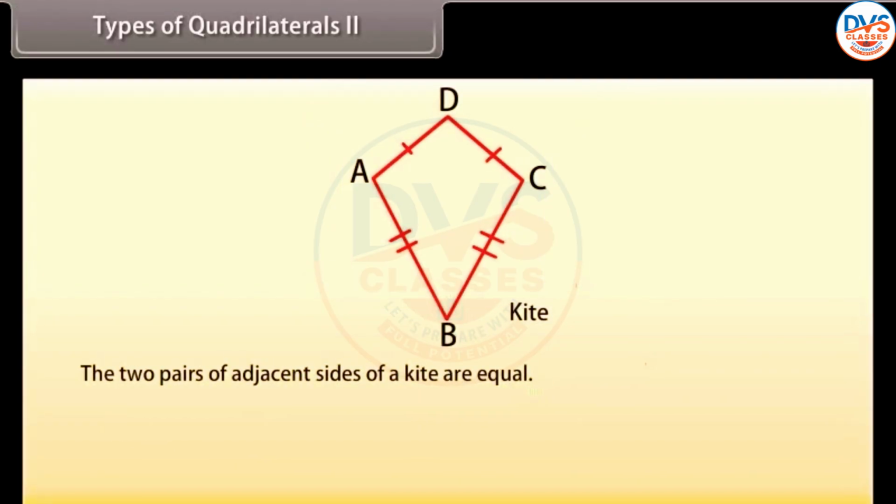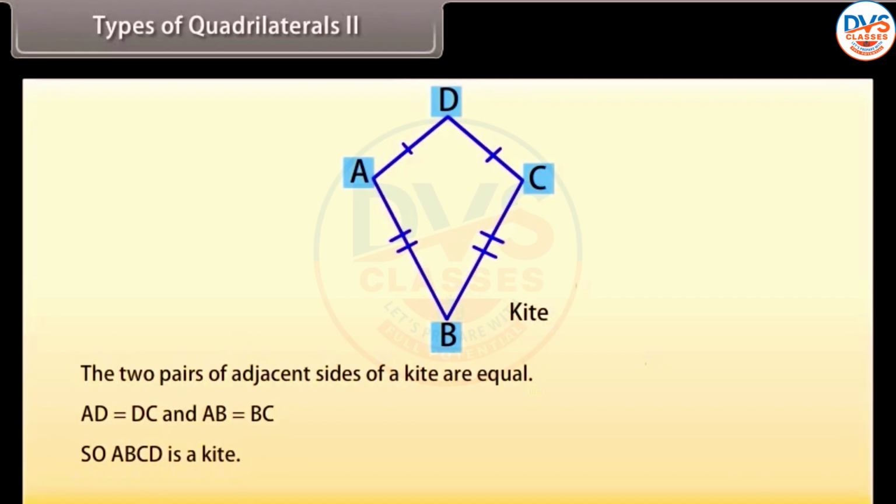The two pairs of adjacent sides of a kite are equal. Here AD is equal to DC and AB is equal to BC. So ABCD is a kite.